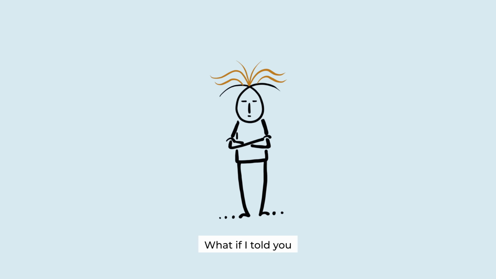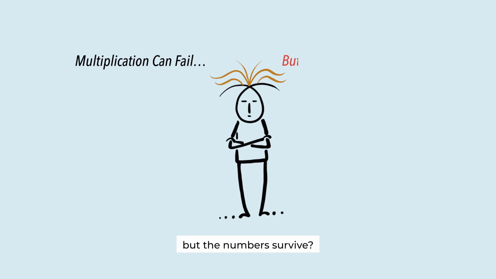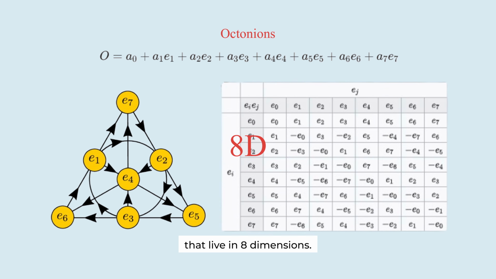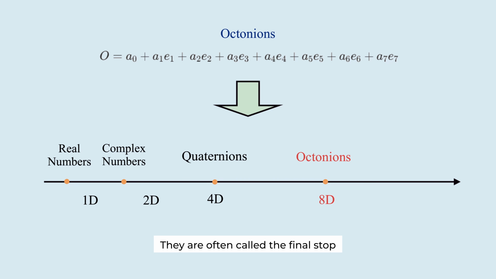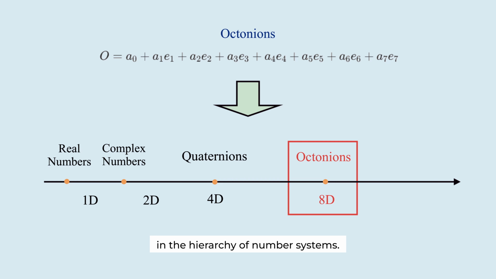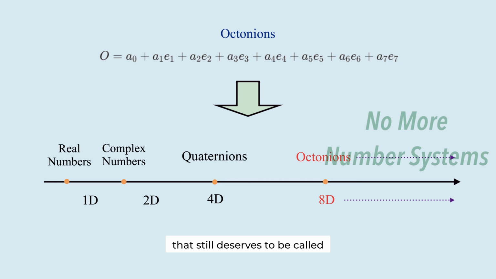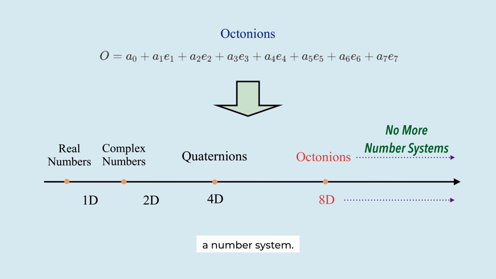What if I told you multiplication can fail, but the numbers survive? Octonions are numbers that live in 8 dimensions. They are often called the final stop in the hierarchy of number systems. Beyond them, there is no higher dimensional structure that still deserves to be called a number system.